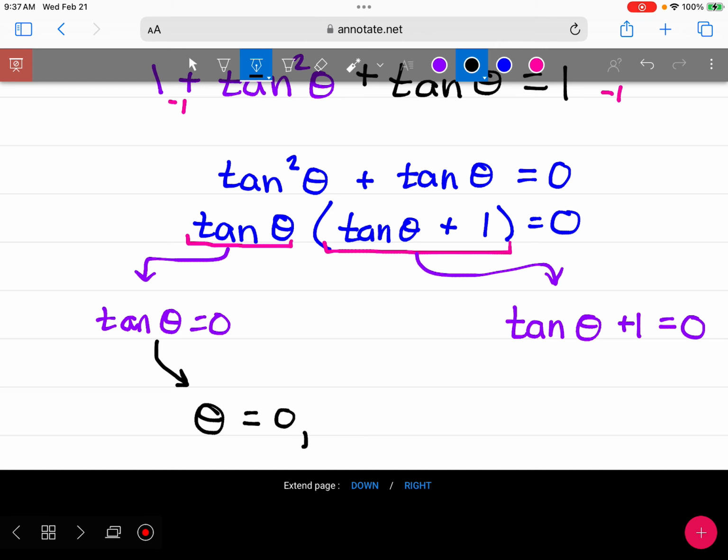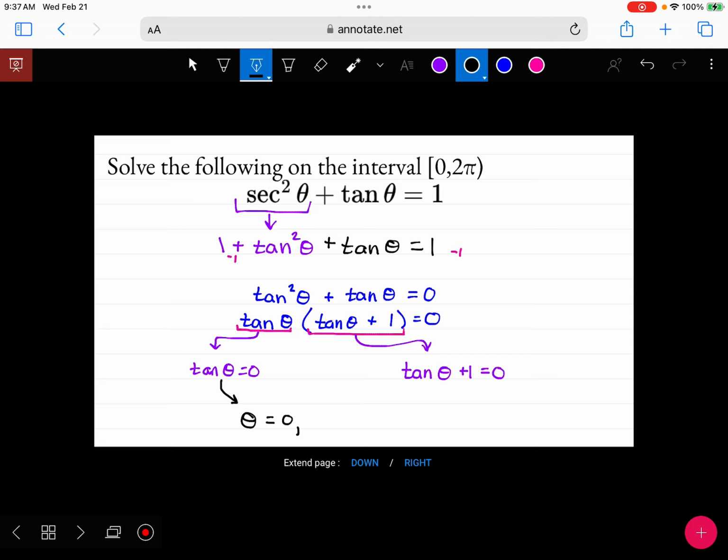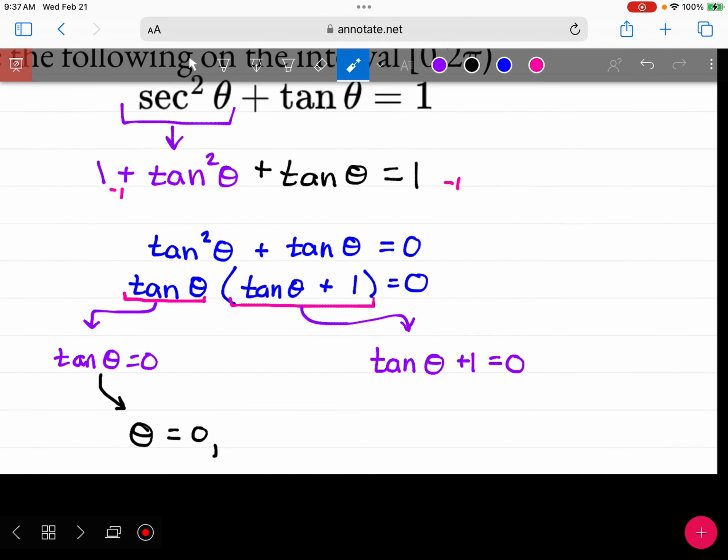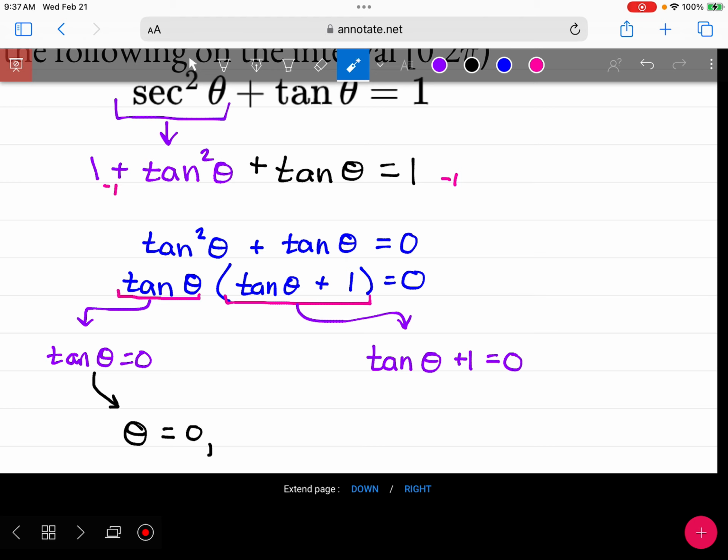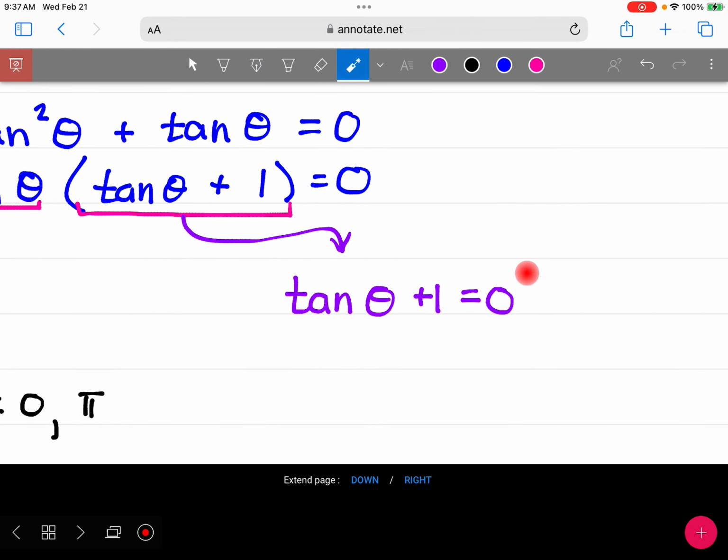Where else? Remember, we're looking at the whole unit circle from 0 to 2 pi. Pi over 2 will not give us 0 because pi over 2 is undefined for tangent. Pi. How about for our other side over here? Subtract 1. So we want to know, when does tangent of theta equal -1?